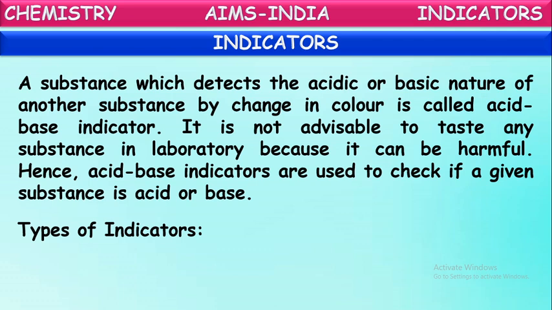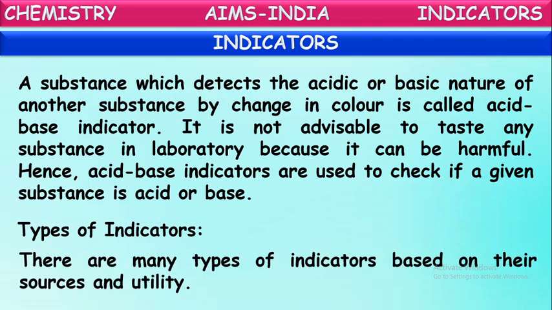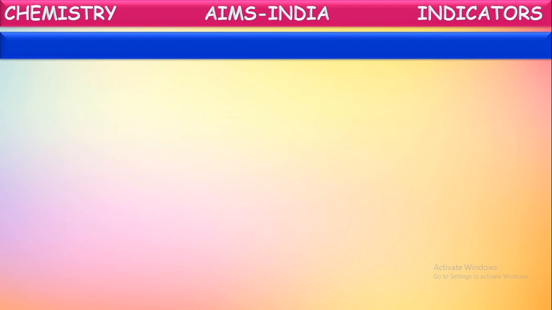So how many types of these indicators are there? There are many types of indicators based upon their usage and sources. Based upon the sources of these indicators and the way they are used, these indicators are classified or categorized into different types. Let us see those different kinds of indicators now.